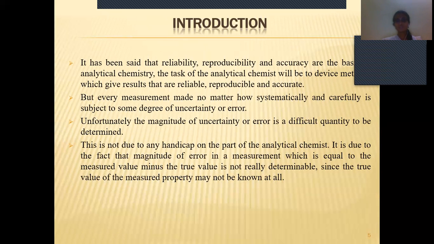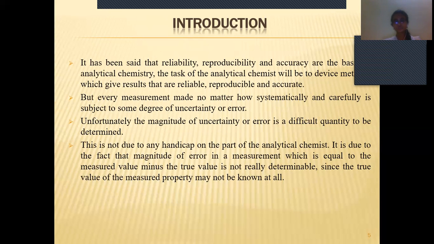What does it mean? It is said that reliability, reproducibility, and accuracy are the basis of analytical chemistry. The task of analytical chemistry is to devise methods which give results that are reliable, reproducible, and accurate. But every measurement made, no matter how systematically and carefully, is subject to some degree of uncertainty or error. Unfortunately, the magnitude of the uncertainty or error is a difficult quantity to determine.